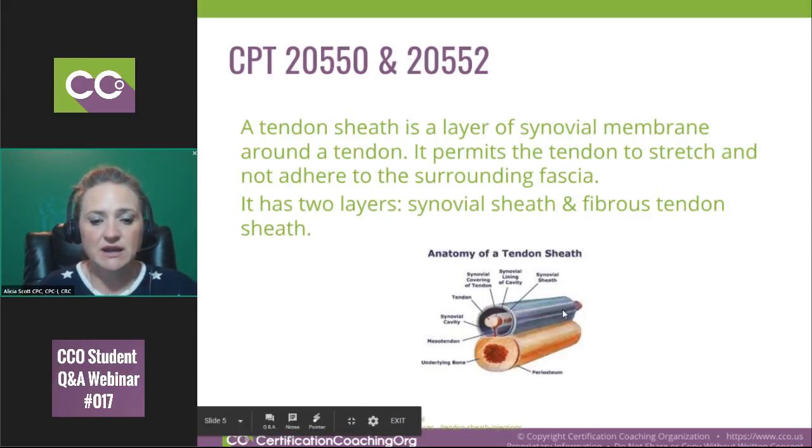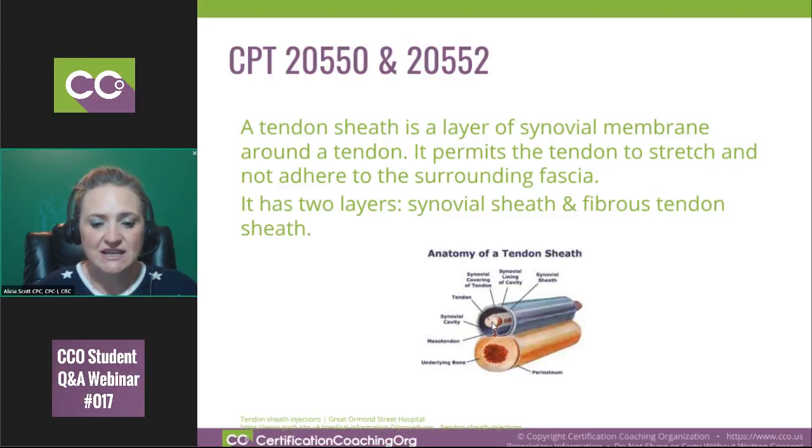This is the anatomy of the tendon sheath. So right here is the tendon itself. Then there's synovial fluid around the tendon, and around that there is a sheath of fibrous tissue that protects that tendon.